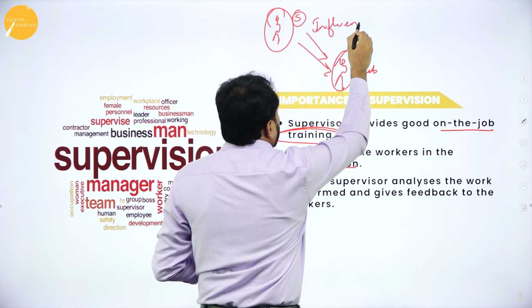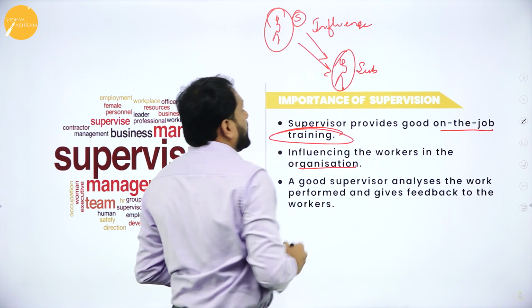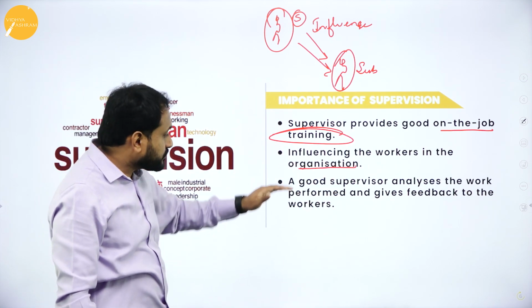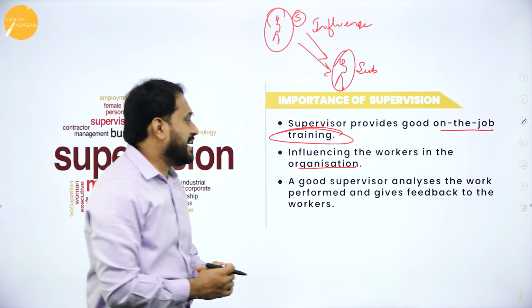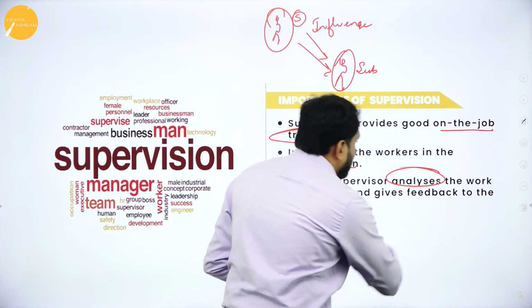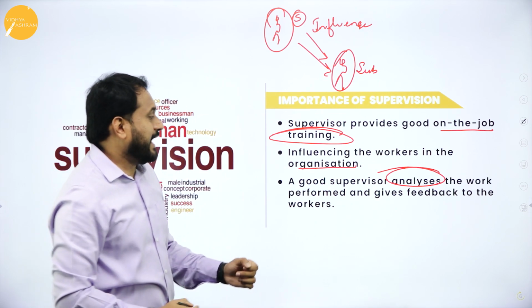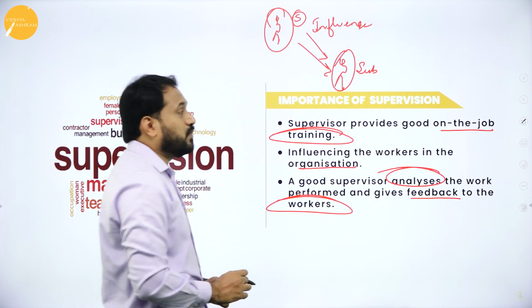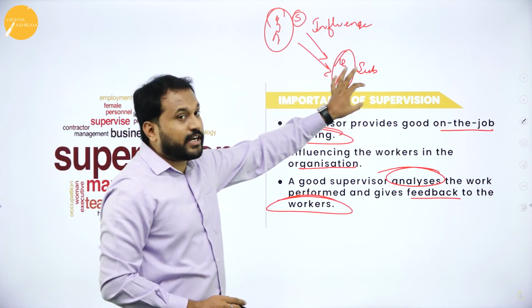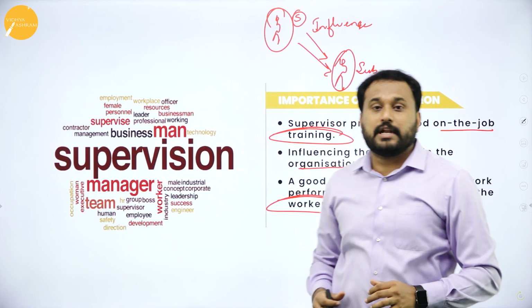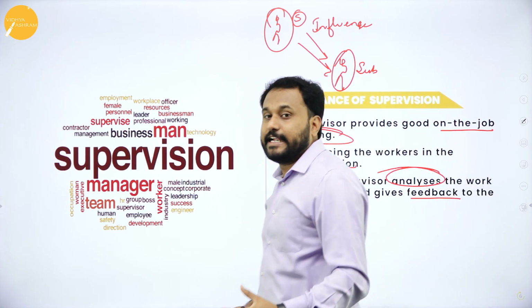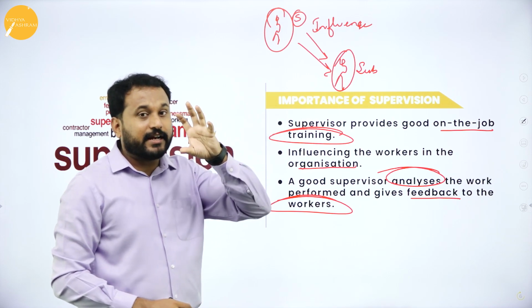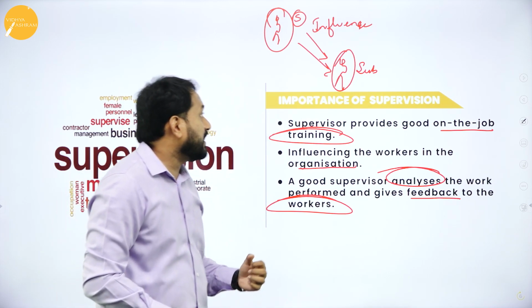He will influence what exactly they need to do. Next, a good supervisor analyzes. He analyzes the work performed and gives feedback to the workers. Whatever the subordinate has done, the superior will influence, motivate, guide, and counsel, so that they can achieve the organization's goals effectively and efficiently.